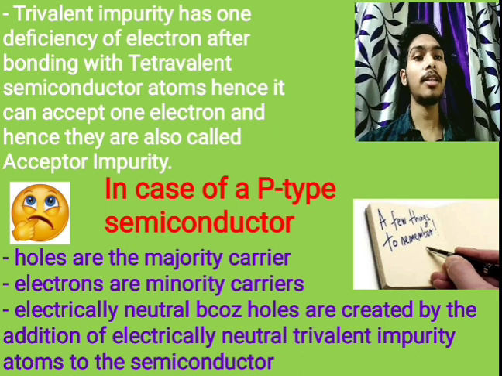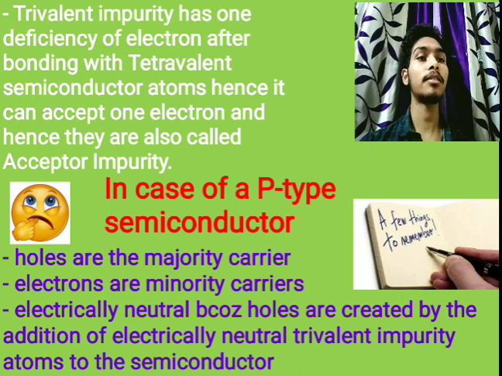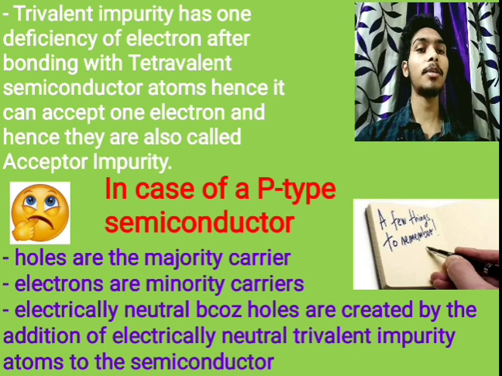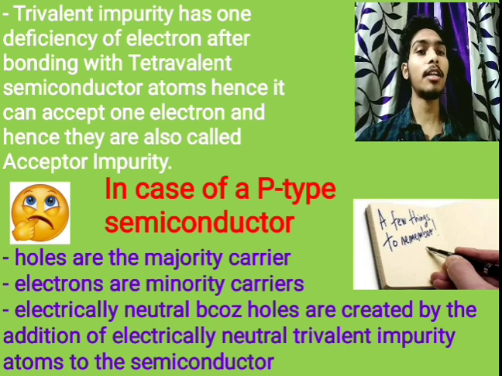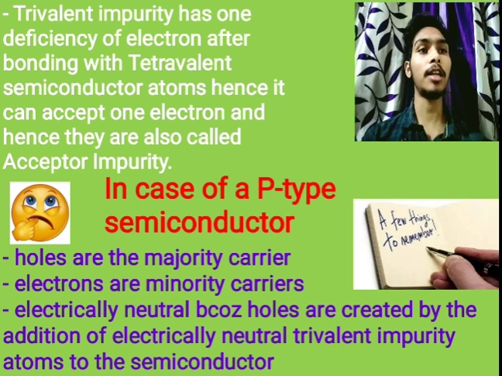Then same thing again in case of a p-type semiconductor, holes are the majority carriers. The difference from n-type semiconductor, where electrons are the majority carrier, is that here holes are the majority carriers, and electrons are the minority carriers. Please see the difference.